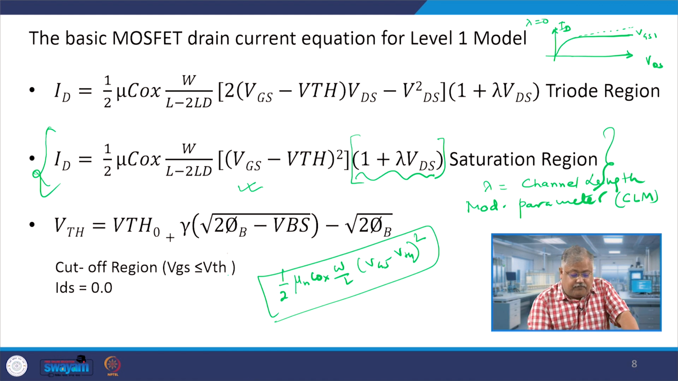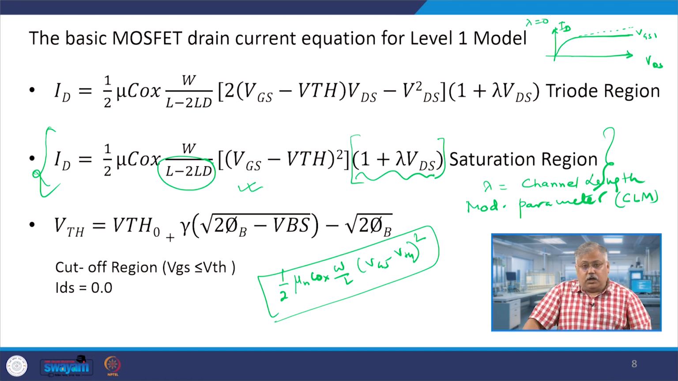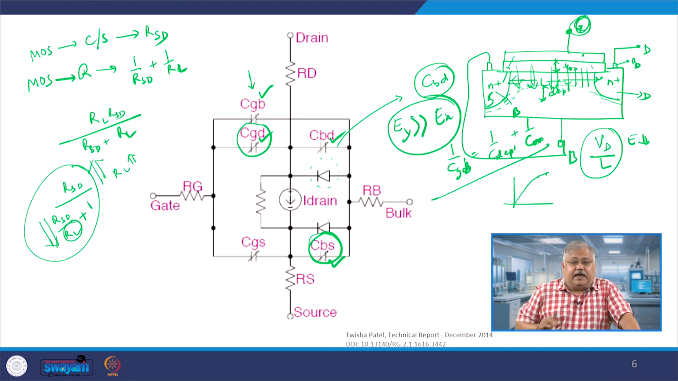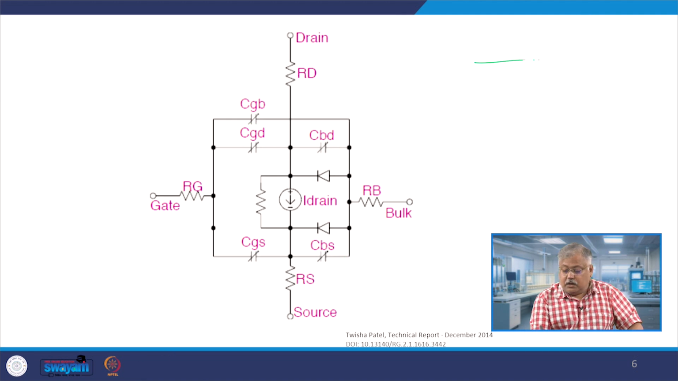Now, if you look carefully, there is a denominator term which is L minus 2 times LD. From where this is coming, I will explain to you now. If you look at this figure here, then if you do not apply any bias anywhere, there will be a depletion region at this particular point. So, let me draw the whole thing once again. I am just drawing the part which will help me to explain properly.